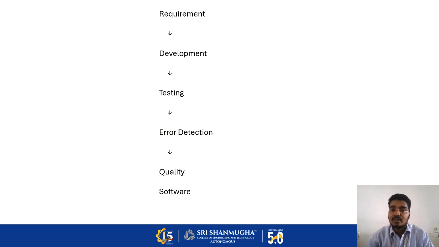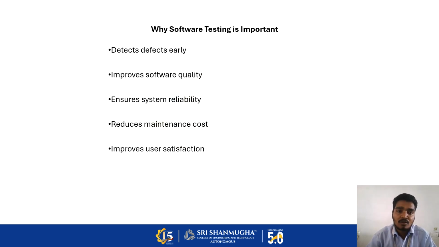These are the stages of the software testing process. First the requirements, then development, testing, error detection, and quality software. Good requirements give a good design process. The design gives the coding, and the coding gives the testing and implementation process. Testing gives error detection in the software development model, and error detection gives good quality software.